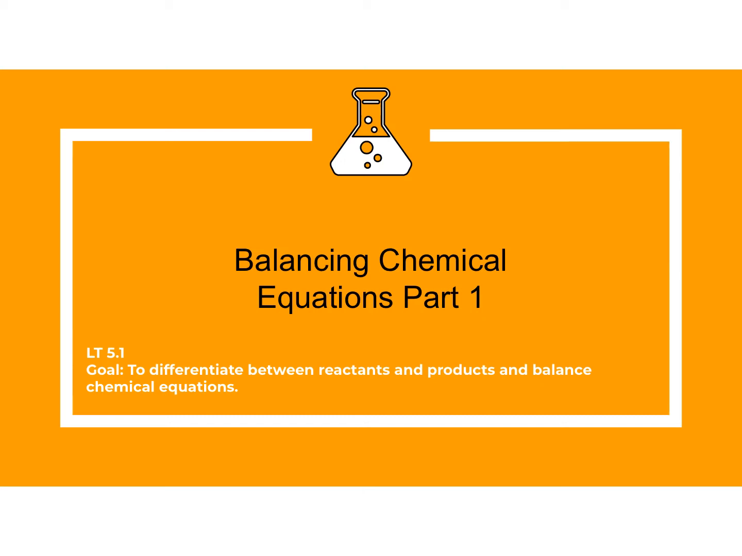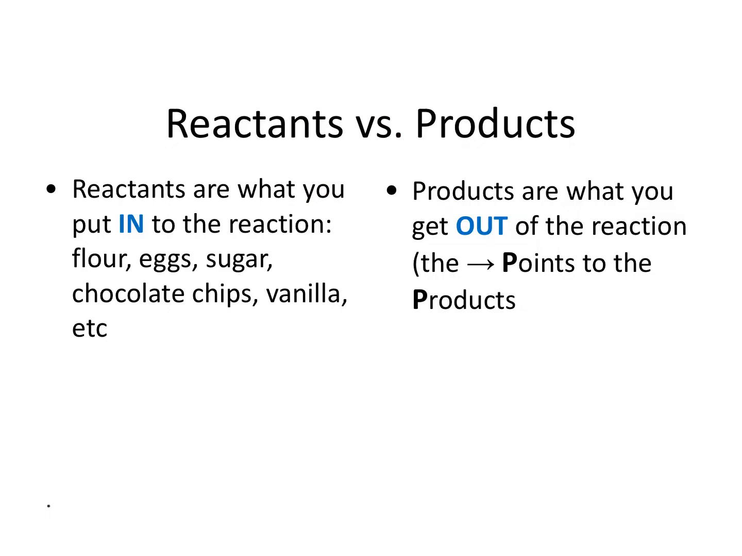All right, now we are getting into Unit 5, which is on chemical equations. In the first part of that, we're going to do two parts of this PowerPoint, but we're doing balancing equations first. And our goal for this learning target 5.1 is to differentiate between reactants and products and to balance chemical equations. So make sure that you're taking notes throughout this presentation, but first we're starting off with reactants versus products.